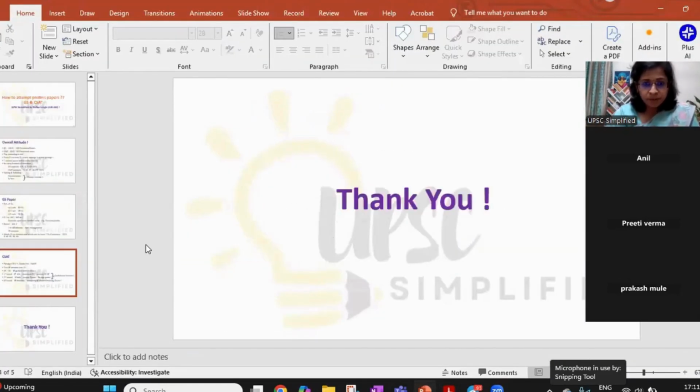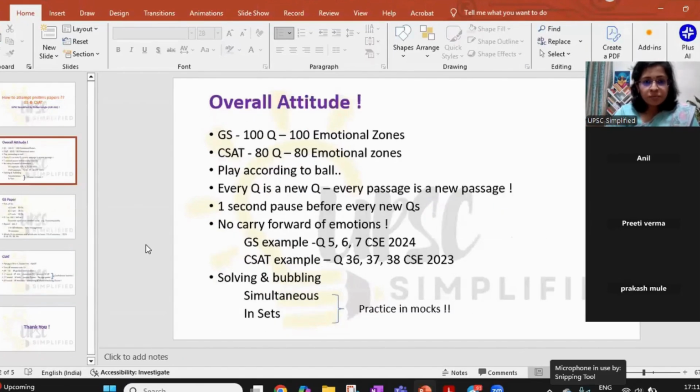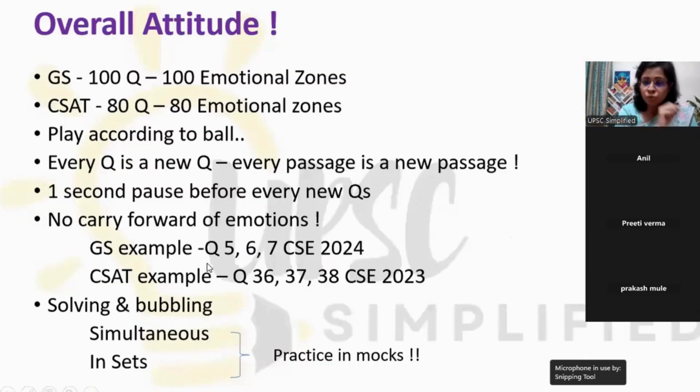This is the overall attempt. Next, there are two patterns for solving and bubbling. One is that people will do this simultaneously, like they will solve question number 1 and simultaneously bubble it, or they will solve 20 questions and then bubble in one round. It depends on you, what is comfortable for you. Somebody will be doing it simultaneously, somebody will be doing it in compartments.